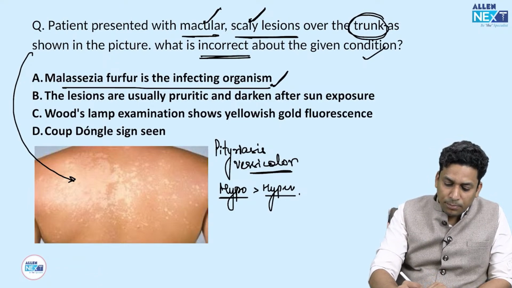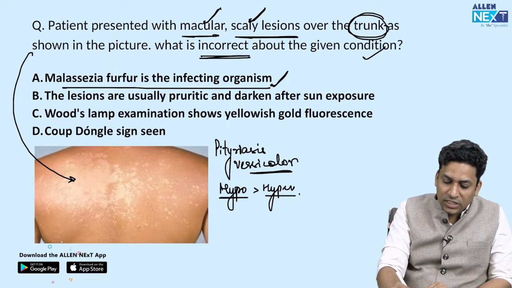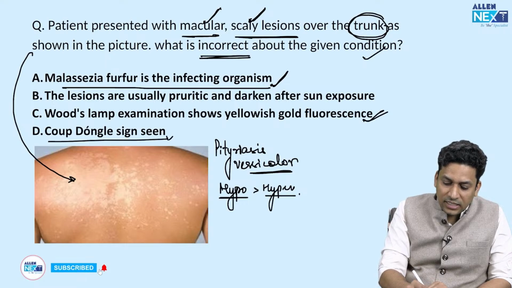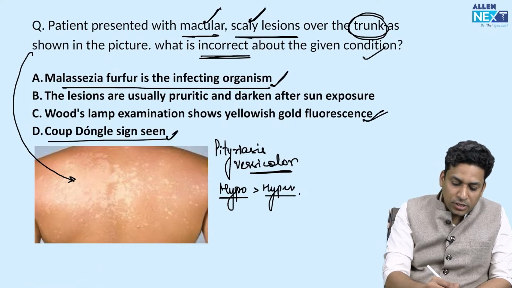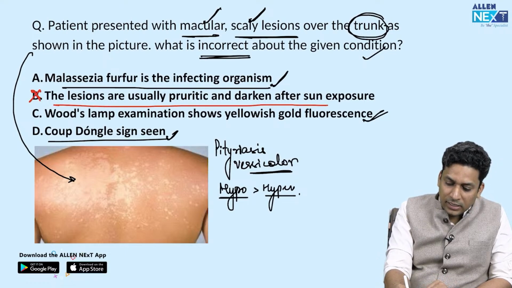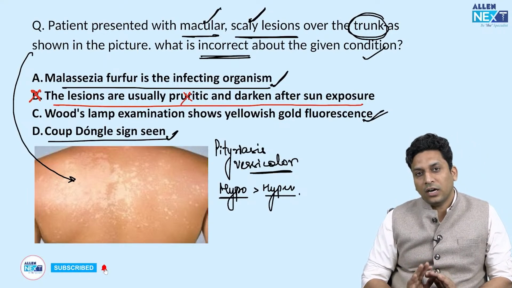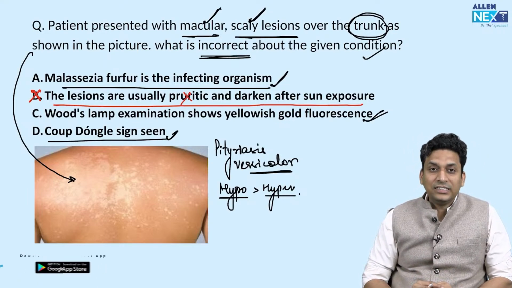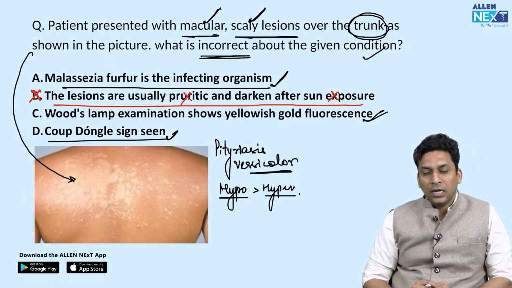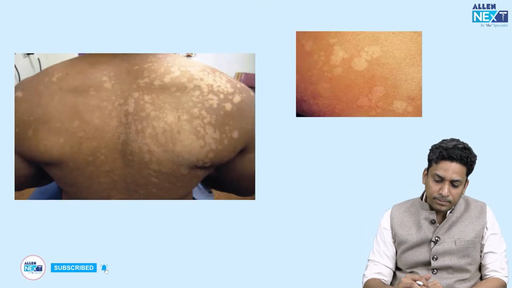The lesions are usually pruritic and darken after sun exposure. Wood's lamp examination shows yellowish golden fluorescence. Absolutely correct. And coupe d'ongle sign is seen. Absolutely correct. The only wrong option is B. So remember that this is a wrong option. It is generally asymptomatic. Pruritus is not a common presentation, and this statement is also false that it darkens after sun exposure. No, it is a fungal infection, so it remains as such unless you treat it.